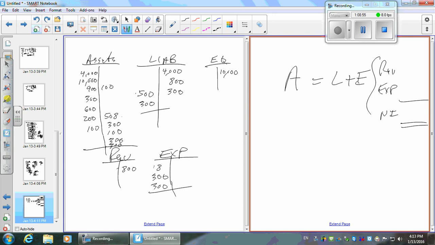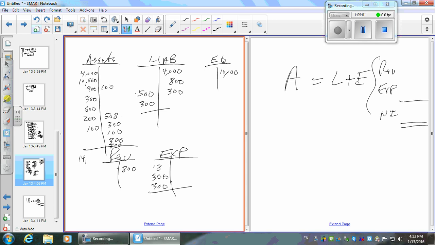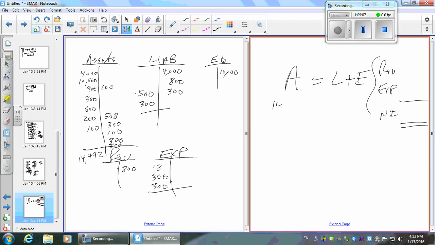So how much was assets, would you get? 14,492. Okay, so assets are 14,492, we think. Can anyone confirm that? All right. And we're going to be able to tell anyway, aren't we? Isn't that cool? Because debits have to equal credits. It's got to work.